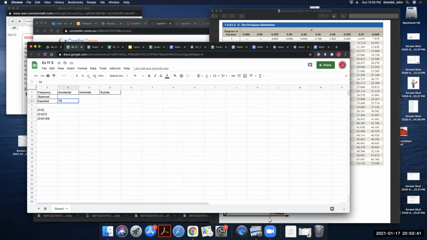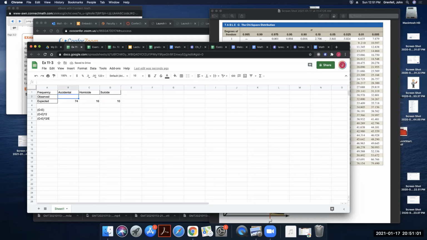100 times the 74% is just going to be 74. Or another way to say it, 16% were supposed to be homicides. And so 16% of 100 would just be 16 deaths. Kind of morbid subject, I guess.